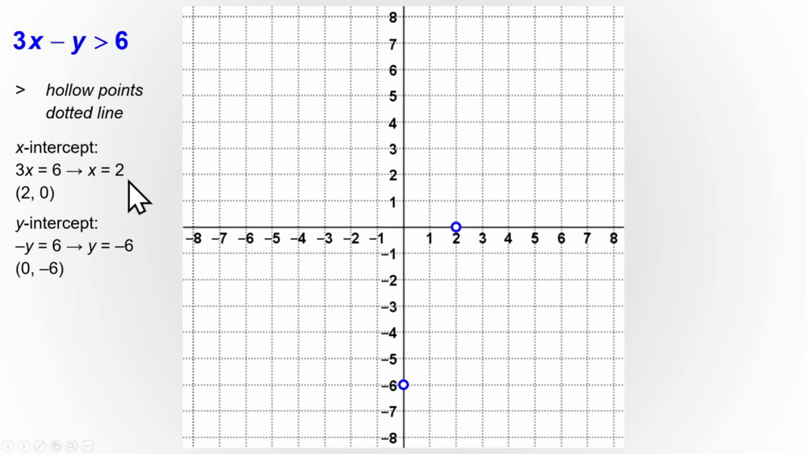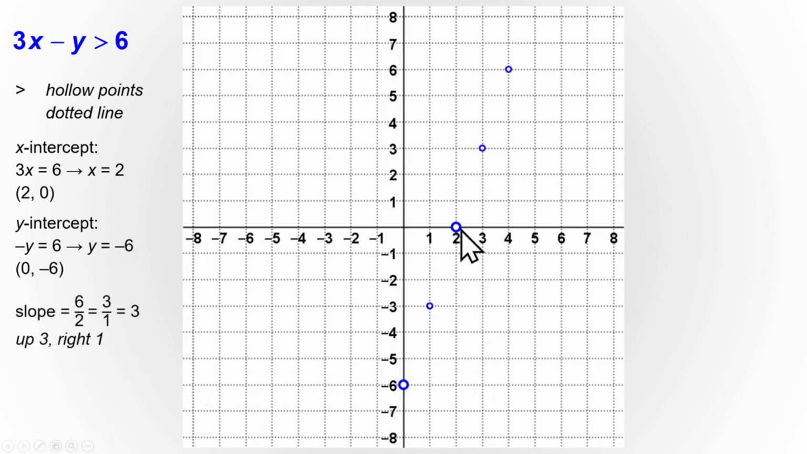I solve for x, I get 2, so one of my points is (2, 0). When finding my y-intercept, that's because my x is equal to 0. So I just drop this part out, I get negative y equal to 6. When I multiply both sides by negative 1, I get y equal to negative 6. I get this point here. This is enough to establish 2 points, which of course leads to the ability of me figuring out slope.